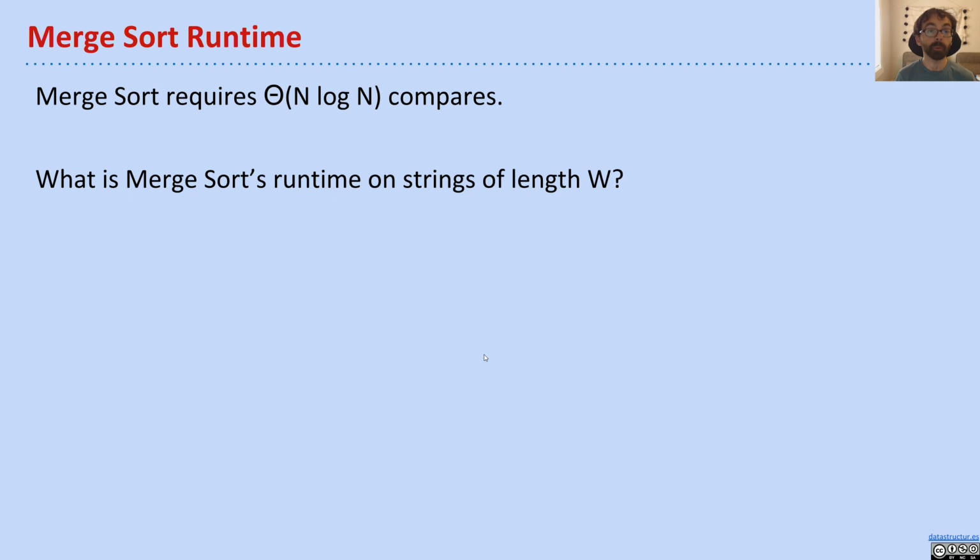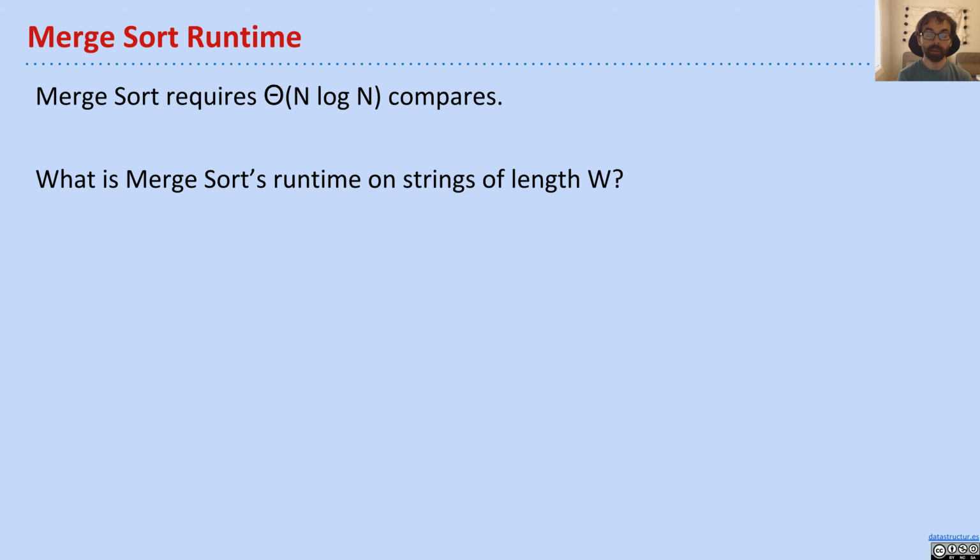So merge sort, okay, the first thing we need to do in order to make a comparison is address the fact that merge sort requires theta n log n compares, but if we want to make an apples to apples comparison between merge sorts and radix sorts, I want you to tell me, what is merge sort's runtime on strings of length w? Okay, so if I give you a string of length w, what is the runtime of merge sort if it takes n log n compares? It's actually a harder question than it might seem.